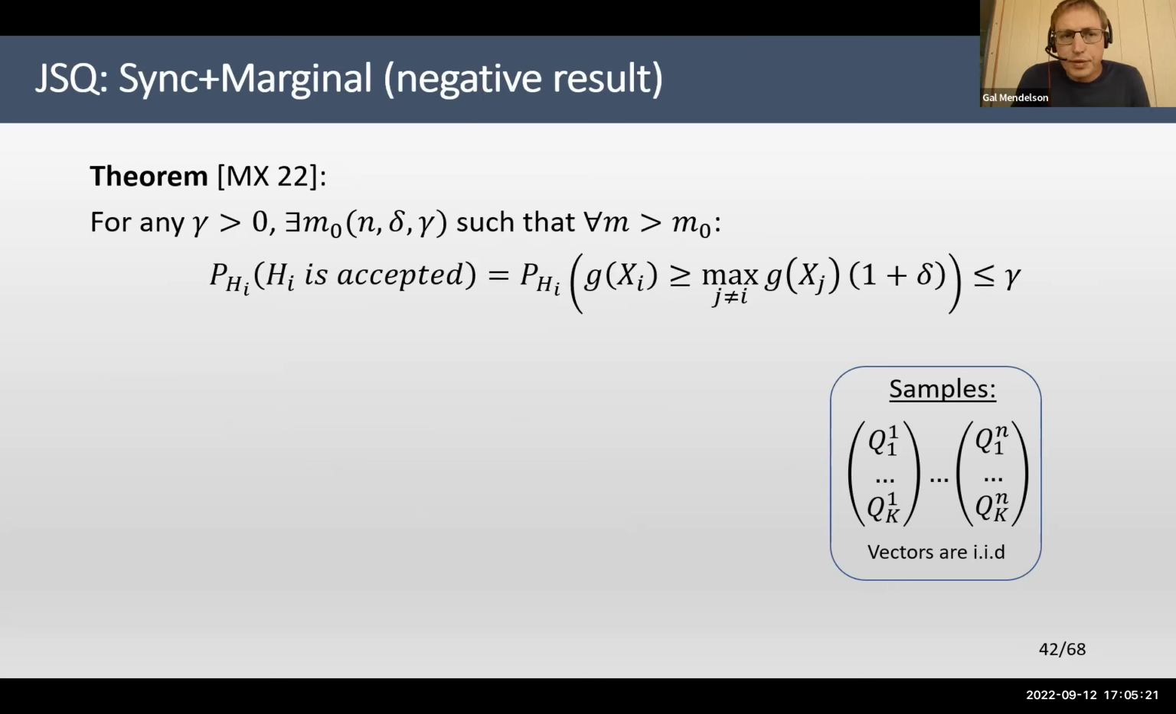Next, the negative result is synchronized plus marginal. So we are taking the interaction of the Qs into account by sampling from the joint distribution at different times, but we insist on doing marginal statistics per server, okay? This is even worse, it turns out. And this is due to the state space collapse of the joint steady state distribution.